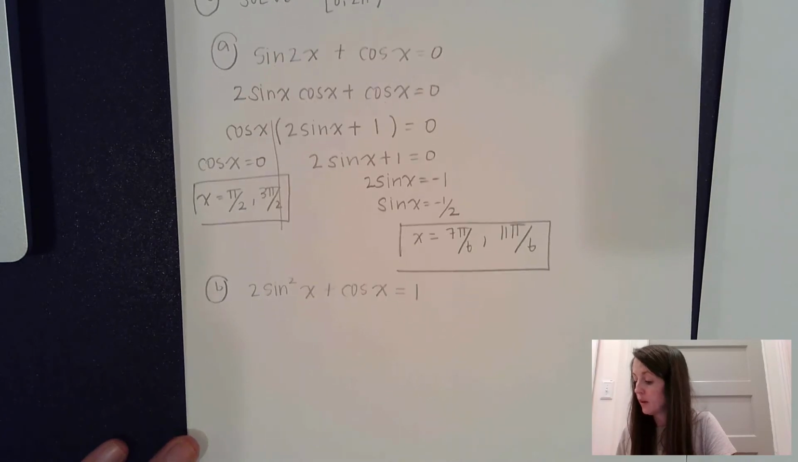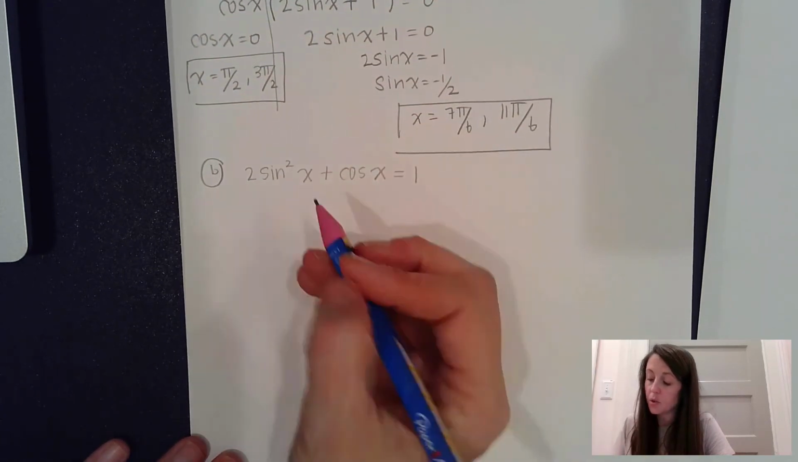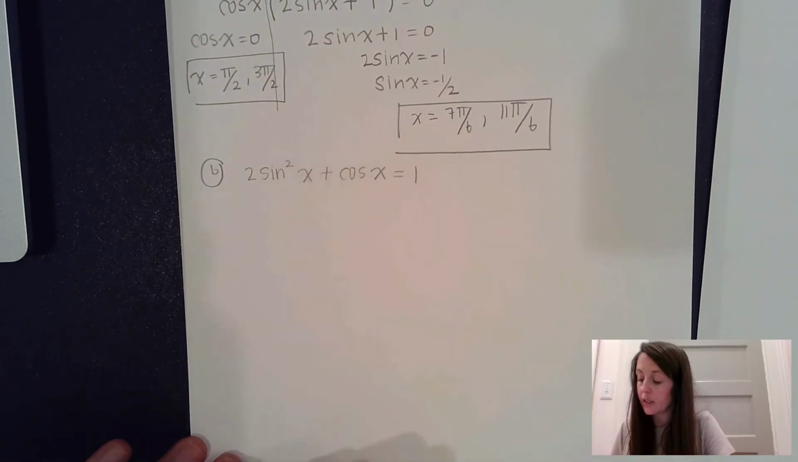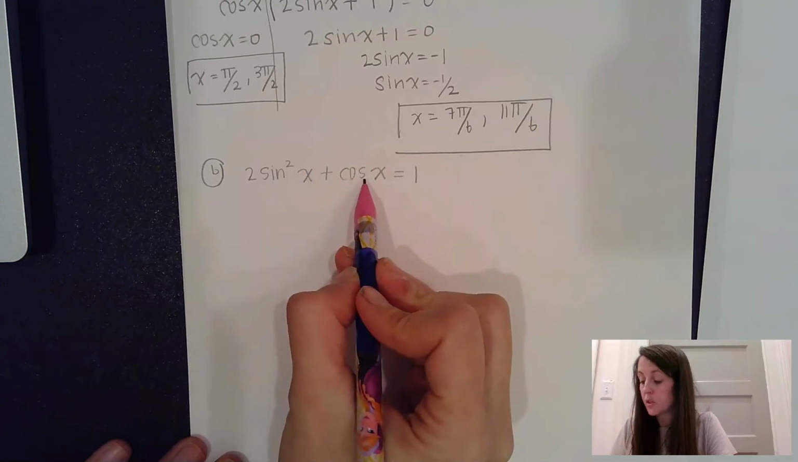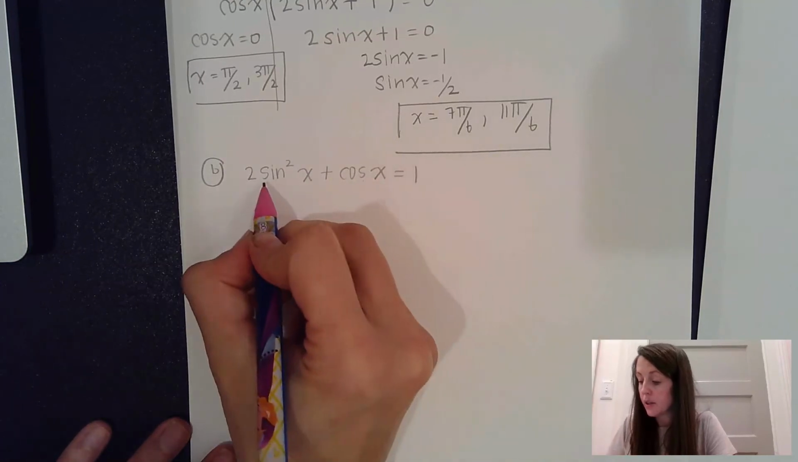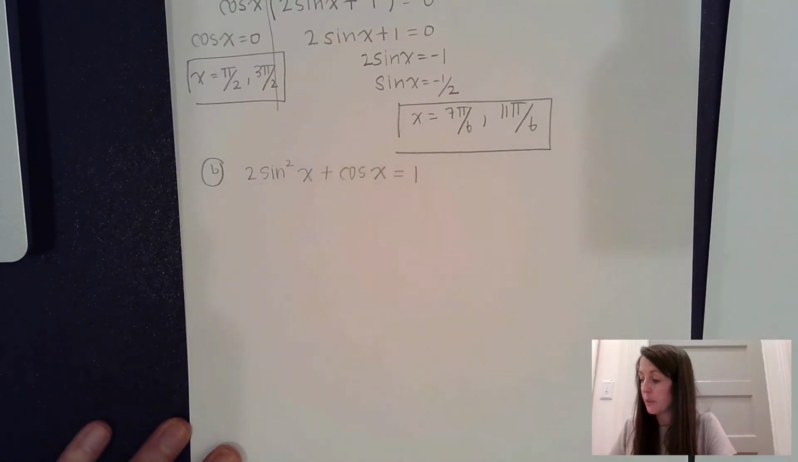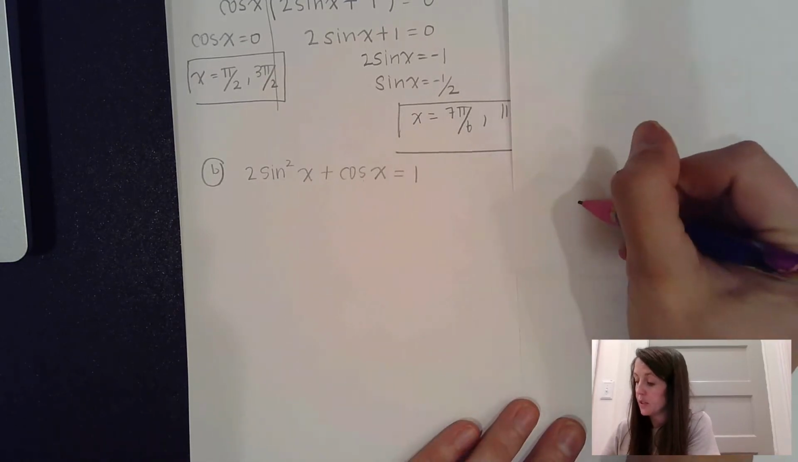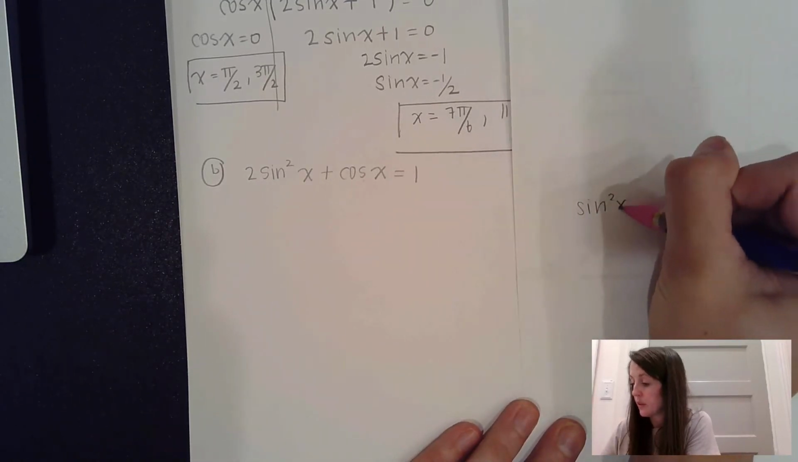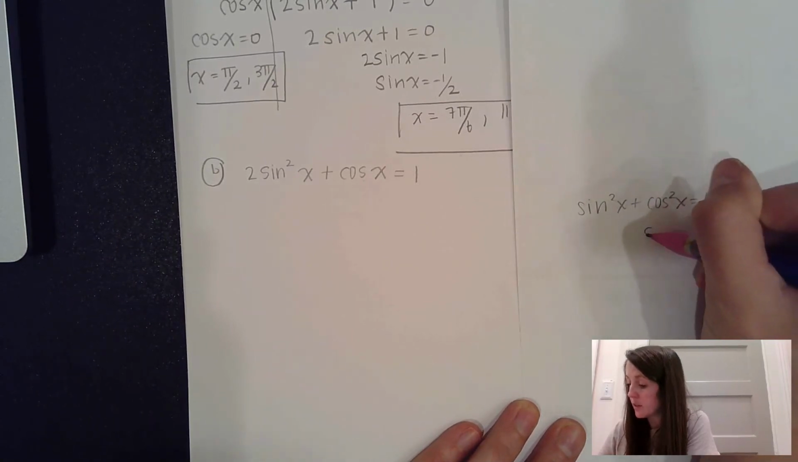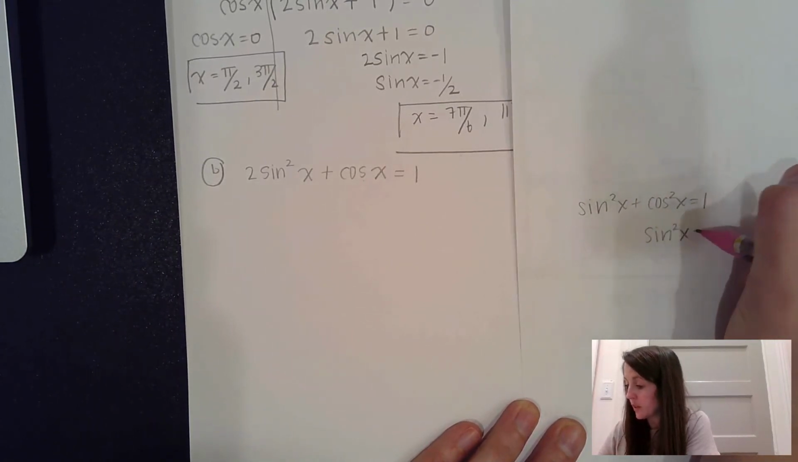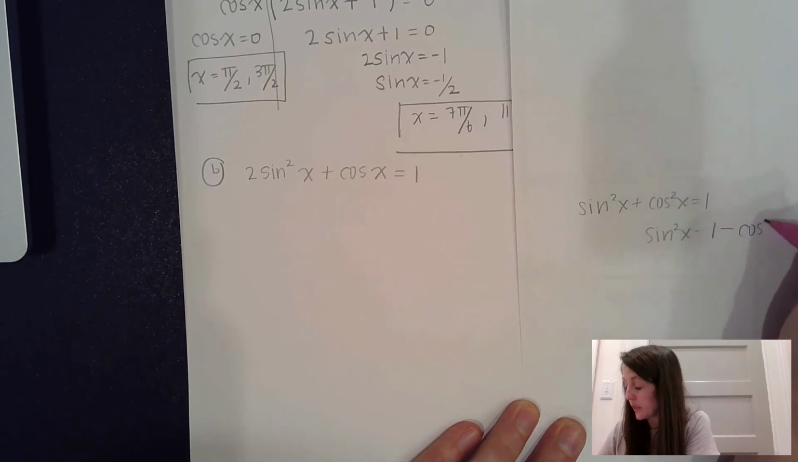Okay, all right, so next. So we've got 2 sine squared x plus cosine of x is equal to 1 here. So I need to get these in terms probably of just cosine here. So Pythagorean identity, remember? Sine squared plus cosine squared is going to be equal to 1. So sine squared is going to be equal to 1 minus cosine squared.